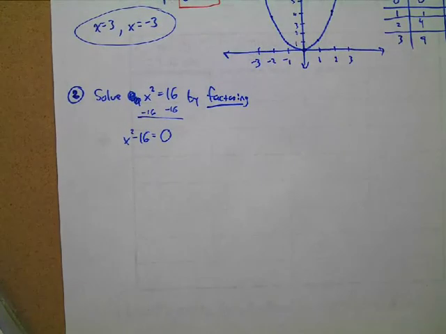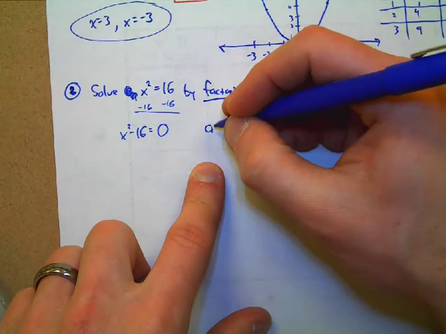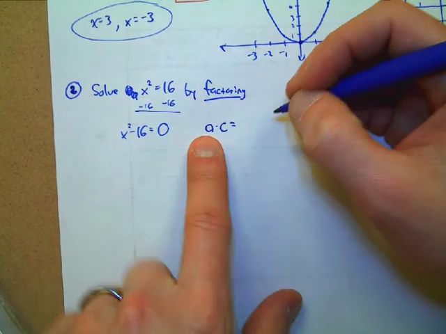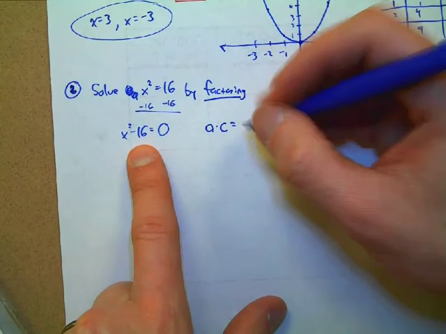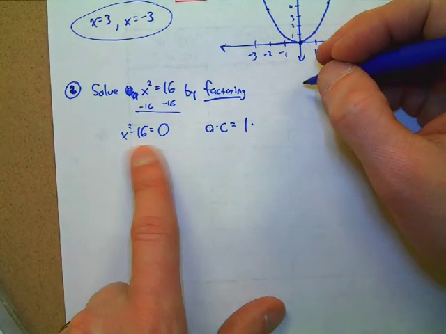This is another way that we can solve this, right? So AC. So what's our A equal to in this problem? 1. A 1. Very good. What's our C equal to in this problem? Negative 16, yeah.